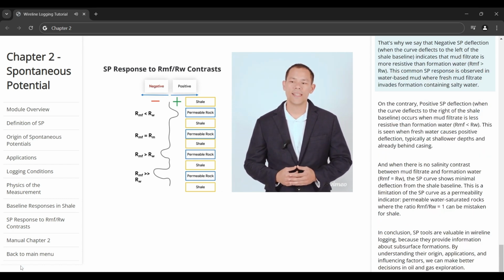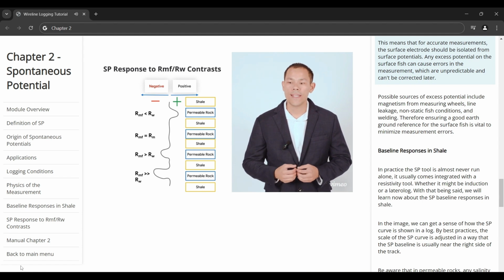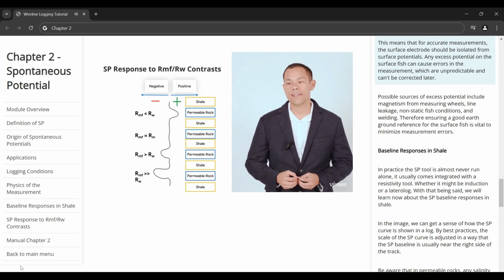That's why we say that negative SP deflection, when the curve deflects to the left of the shale baseline, indicates that mud filtrate is more resistive than formation water. This common SP response is observed in water-based mud, where fresh mud invades formation containing salty water.